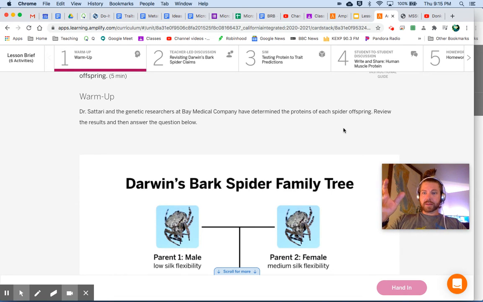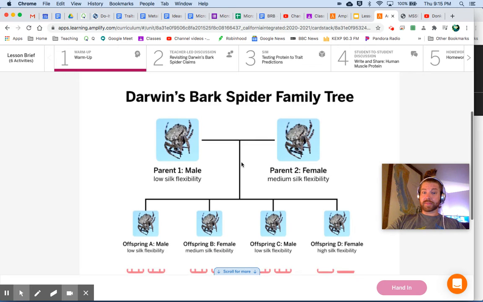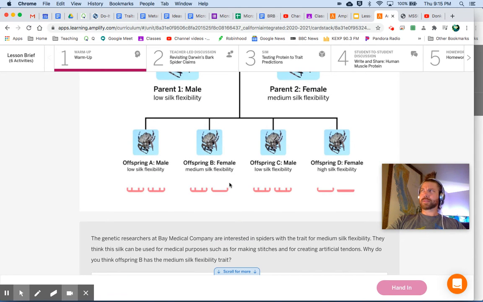And so we can see, okay, offspring A makes these proteins. Offspring B makes these proteins. Okay, they're different. Offspring C makes these proteins. They're the same. And offspring D makes these proteins. They're different also. So the genetic researchers at Bay Medical Company are interested in spiders with the trait for medium silk flexibility. They think this silk can be used for medical purposes such as making stitches and for creating artificial tendons. Why do you think offspring B has the medium silk flexibility trait?